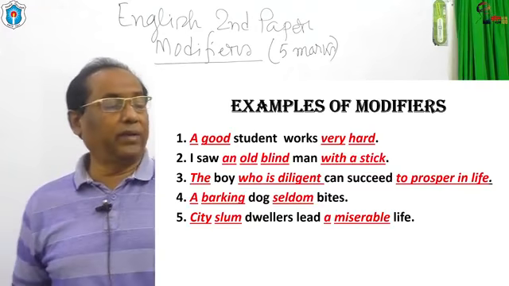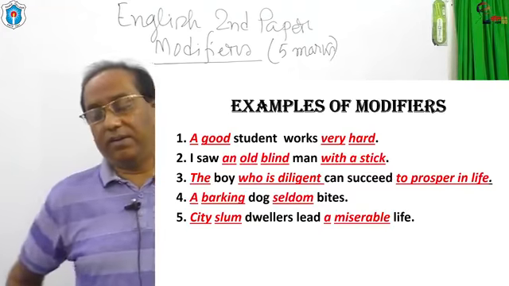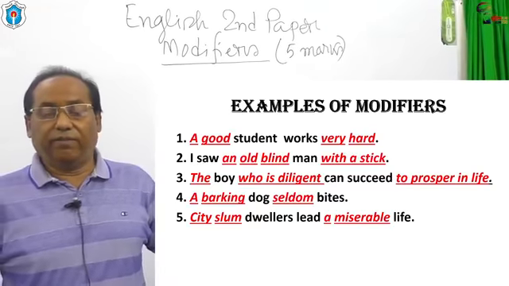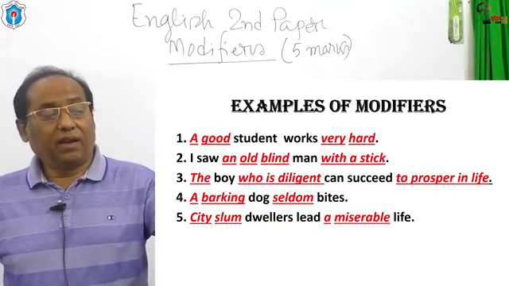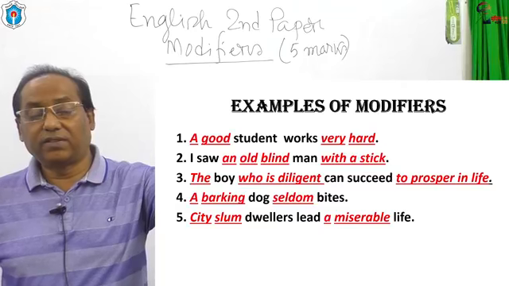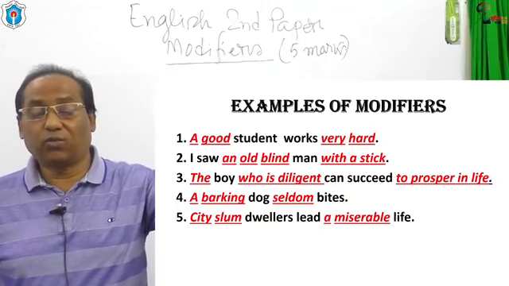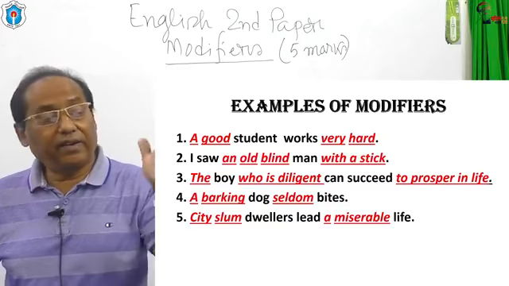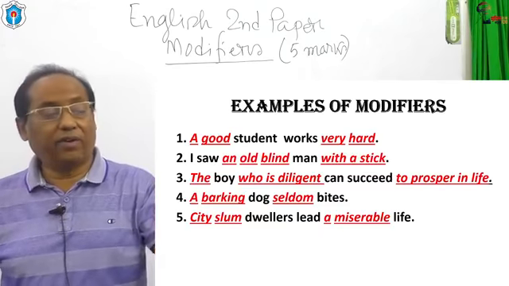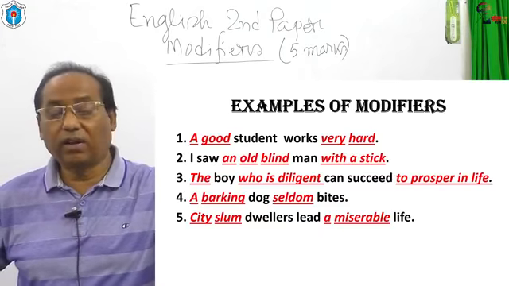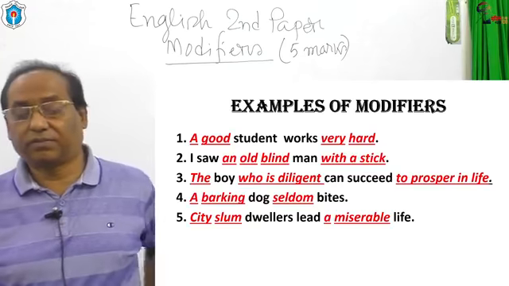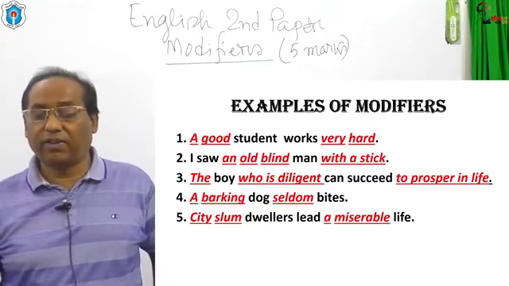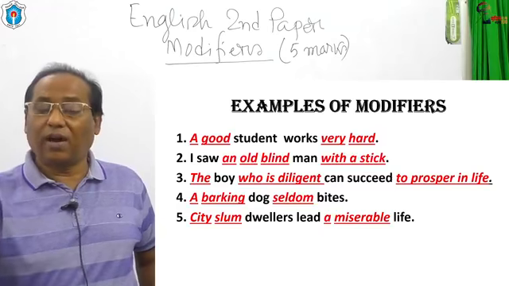Again, look at very and hard. Hard is an adverb. Hard modifies works. Works is the verb and hard is the adverb. Hard modifies the word works. As it modifies the verb, it is also a modifier.